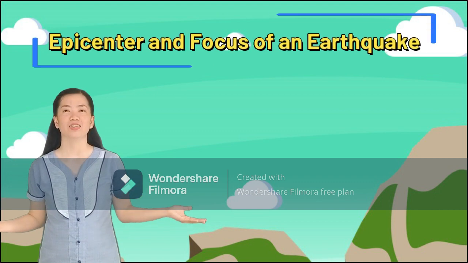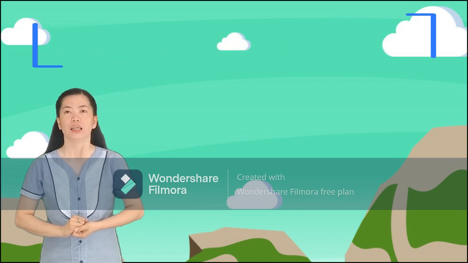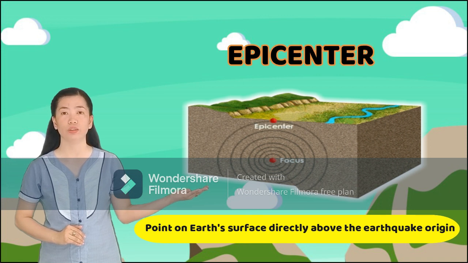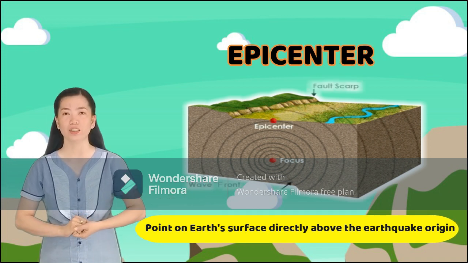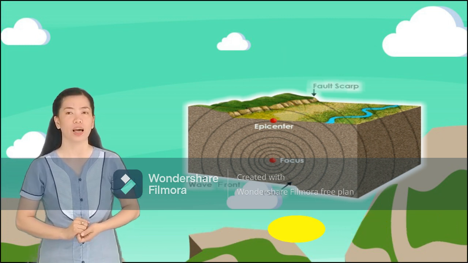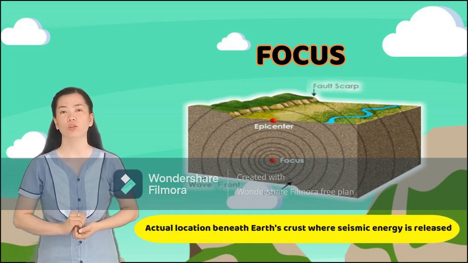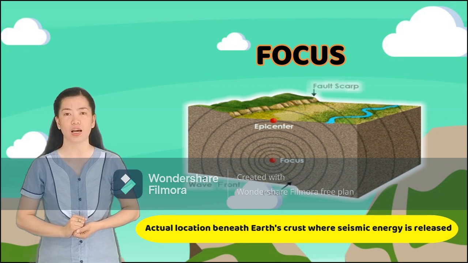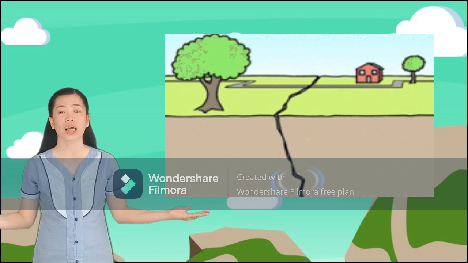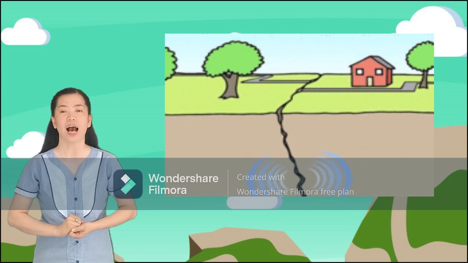To begin, let's understand the meaning of the epicenter and focus of an earthquake. The epicenter is the point on the Earth's surface directly above where an earthquake originates. It's the point that's typically closest to the most intense shaking. On the other hand, the focus, also known as the hypocenter, is the actual location deep beneath the Earth's crust where the seismic energy is released. Although we cannot see it, the focus is responsible for causing the shaking we feel at the surface.